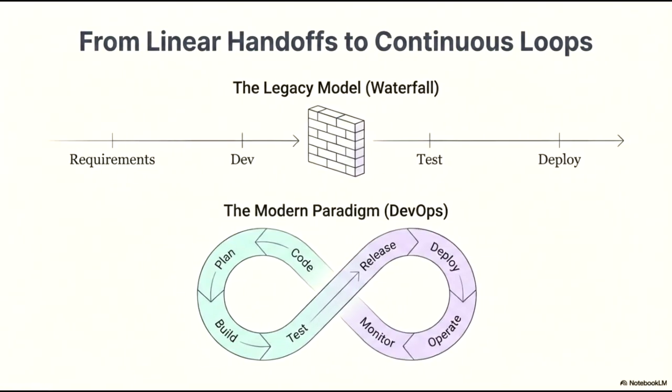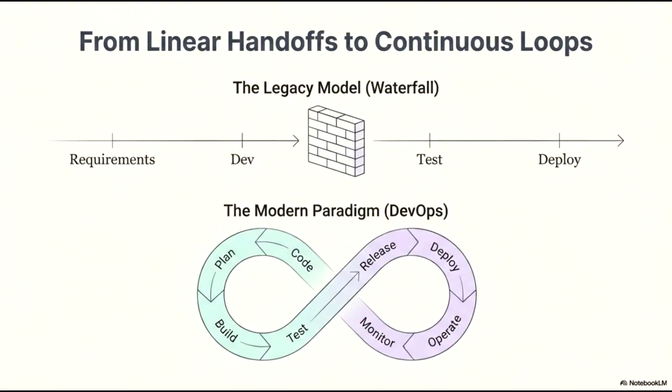The transition from linear handoffs to continuous loops represents a fundamental evolution in software development methodology. In the legacy waterfall model, shown at the top, the process is strictly sequential. Work moves from requirements to development, but often encounters a wall of confusion before reaching the testing and deployment phases. This siloed approach frequently results in communication gaps, delayed feedback, and significant friction during the final stages of a project.